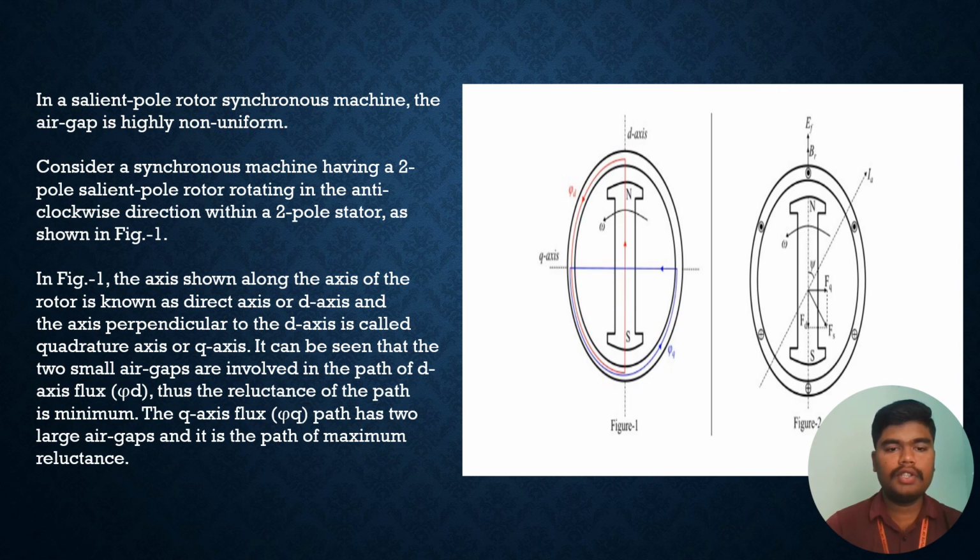In figure number 1, the axis shown along the axis of the rotor is known as the direct axis or D axis, and the axis perpendicular to the D axis is called the quadrature axis or Q axis. The two small air gaps are involved in the path of D axis flux, that is phi d. Thus, the reluctance of the path is minimum. The Q axis flux is represented as phi q. The phi q path has two large air gaps, and it is the path of maximum reluctance.